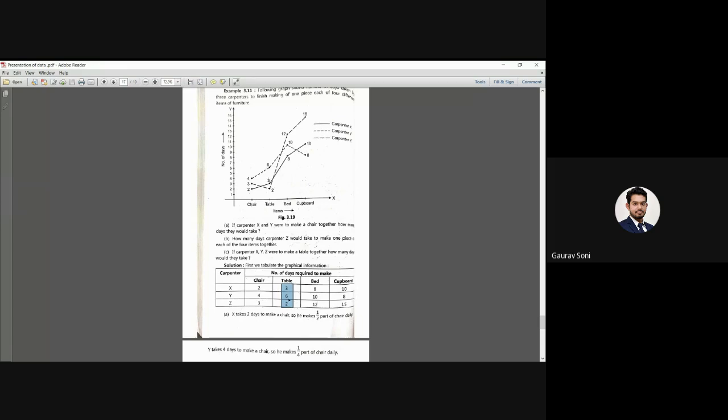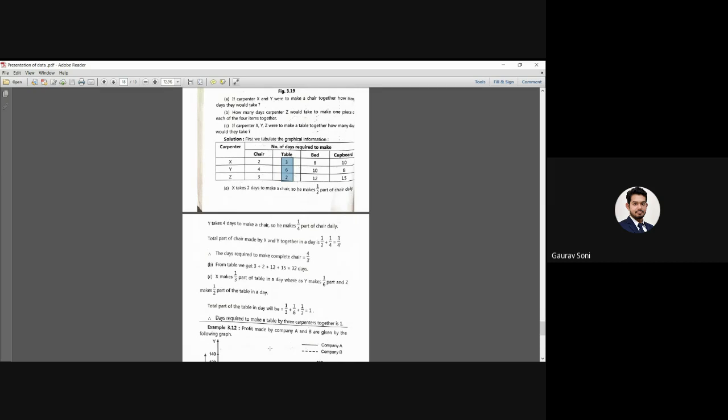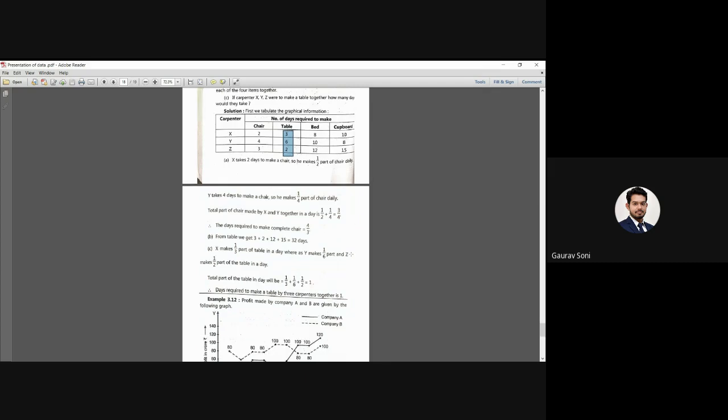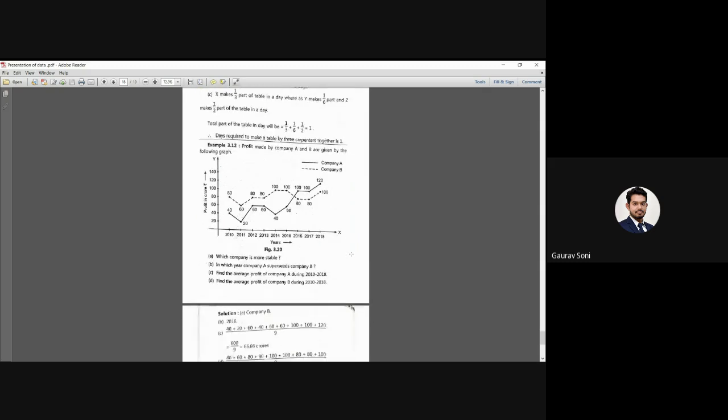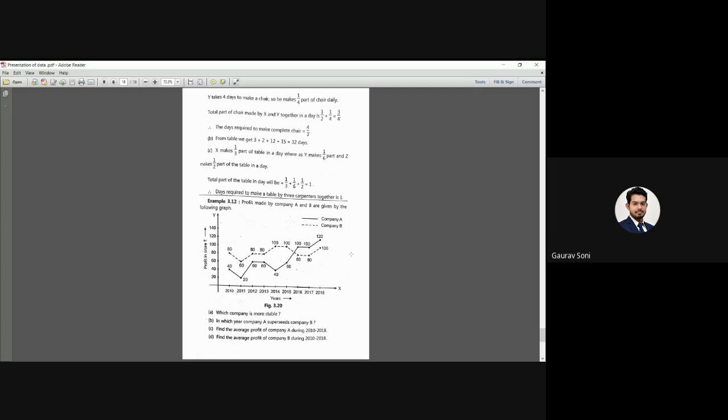So if we add all three of them, 1/3 plus 1/6 plus 1/2, that is 1, I guess. So in a single day, if all three are working together, a table will be made, right? Let me go to the next question.